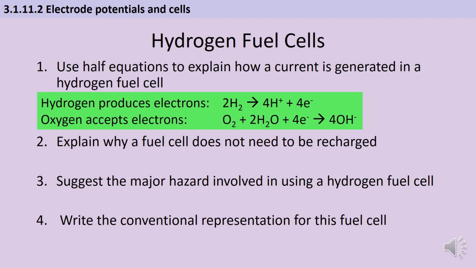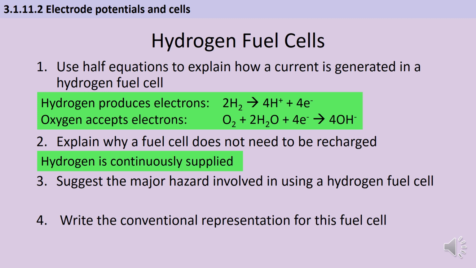So in a hydrogen fuel cell, you've got hydrogen splitting apart to make hydrogen ions and 4 electrons. And then on the other side of the fuel cell, you've got oxygen together with some water picking up those electrons to make hydroxide ions. Those hydroxide ions are then going to go on to join up with the hydrogen ions to make water, which is our waste product. But initially, this is the reaction that's actually happening. So basically, hydrogen produces electrons and oxygen accepts those electrons, and that's what causes a current to flow.